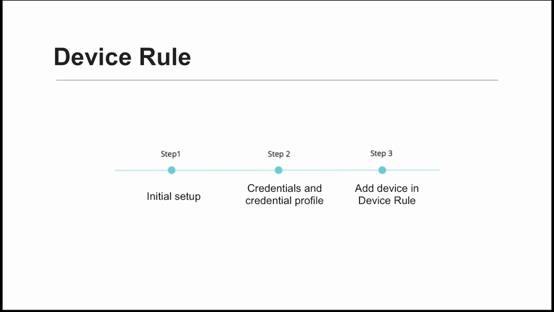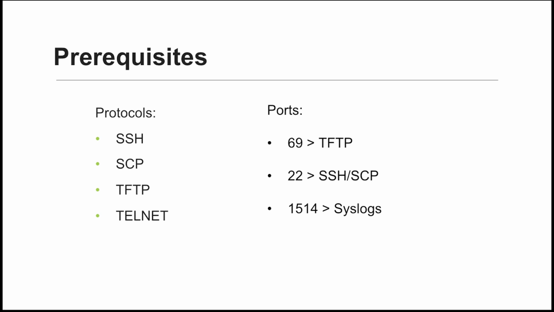There will be an initial setup for this part of Firewall Analyzer. We will provide credentials and create a credential profile for our convenience, and we will add the device under device rule using these credentials. Some prerequisites: with protocols and ports, we will use SSH, SCP, TFTP, and Telnet protocols. Regarding ports, 69 will go for TFTP, 22 for SSH or SCP, and UDP 1514 to receive syslogs.